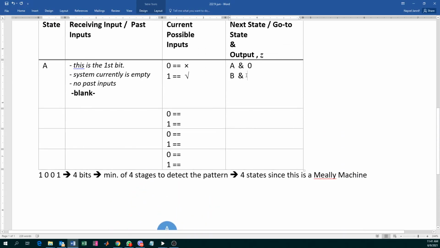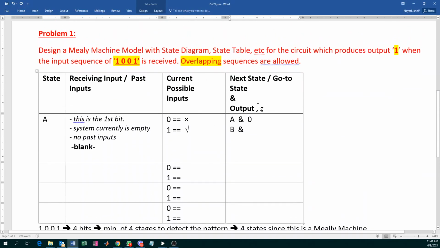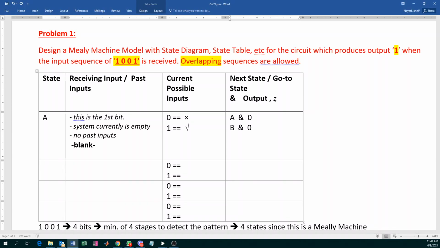Okay, right. So we can move to B. But what is your output, guys? What is your output Z? Your output is still 0. Why is it still 0? Well, simply because you still haven't achieved 1001. Now let's go to state B now.